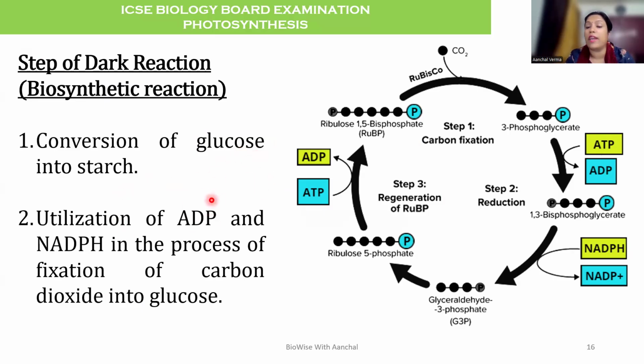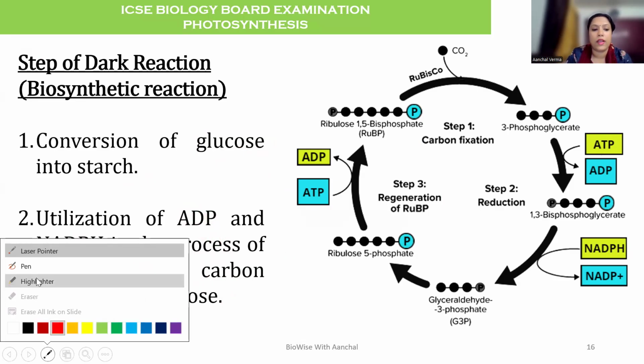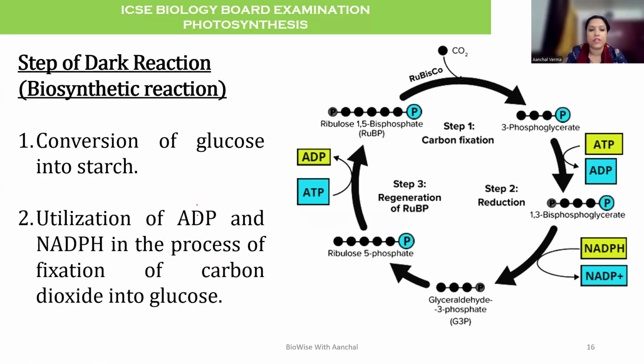So glucose is the end product of dark reaction. And here there is utilization of ATP and NADPH in the process of fixation of carbon dioxide into glucose. So this happens. Here it should be ATP, not ADP. Okay, utilization of ATP. Right.